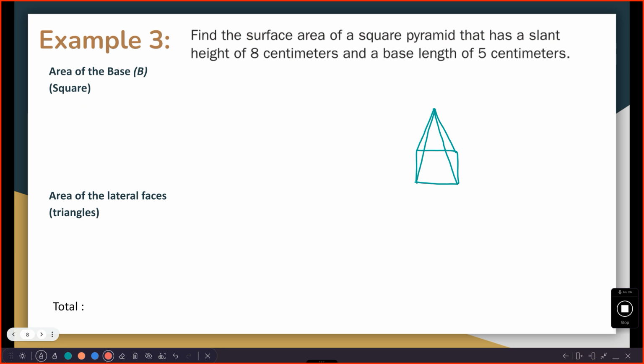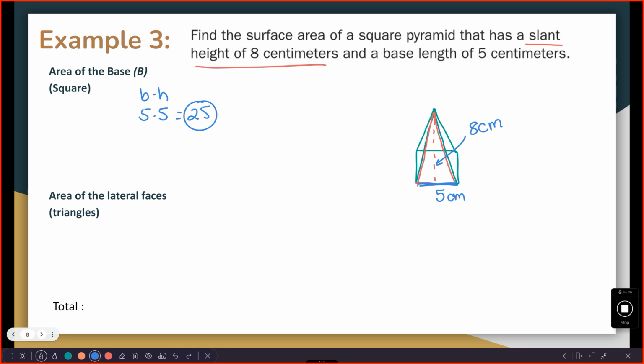All right, so you've got a slant height of 8 centimeters. The slant height is the height of this triangle here. And a base length of 5 centimeters. So the area of the base, which is a square, is base times height, so 5 times 5, which is 25, right? Because this is a square, it goes all around: 5, 5, 5, 5.